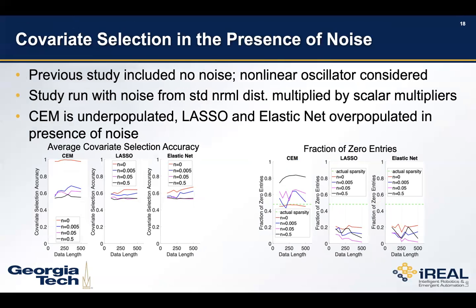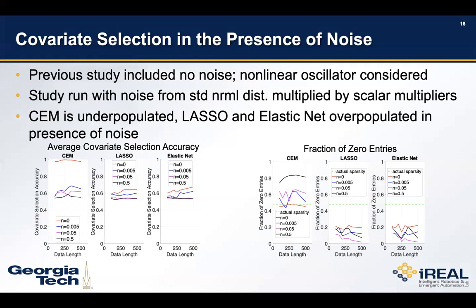In practicality, there likely won't be no noise in true systems. So next we decided to study the case of noise being included in the system. Measurement noise was drawn from a standard normal distribution and then multiplied by scalar multipliers to impact the magnitude of the noise. The figure on the left is the same plot as shown previously, where in this case, the covariate selection accuracy is compared to the number of data points in the training data. And we can see that once the noise is non-zero, the CEM and lasso and elastic net techniques have very similar performance. However, their performance degrades in different manners.